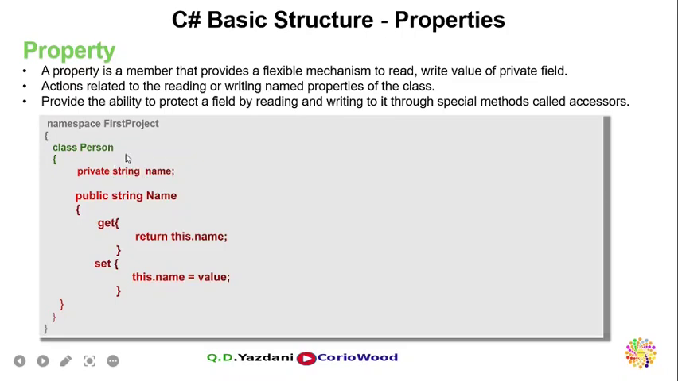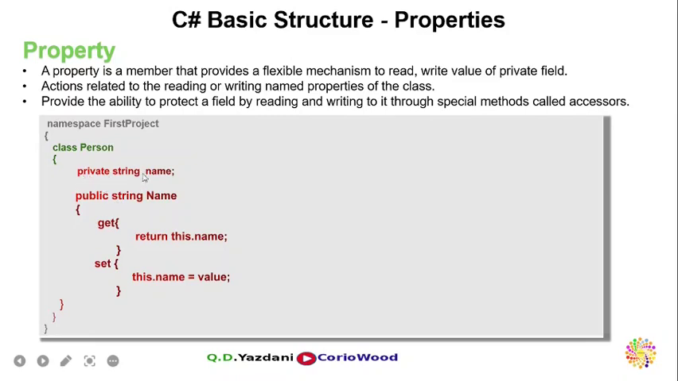Now, because this data is private, no other user or class has access to this name. If you don't have access, how are we going to make sure it is usable in our program? So here we're going to put a public string Name. It has the same name, but with an uppercase N, and then we're going to put get, and then set inside here.